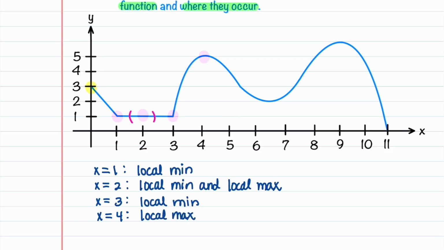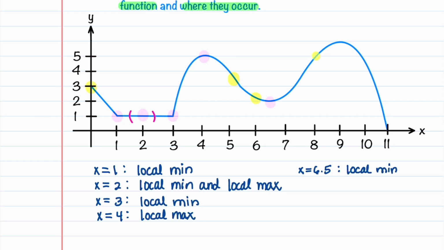Now let's look when x is equal to 5. That point is neither a local or an absolute max or min, so we won't write anything down for that point. We can say the same thing when x is 6. That is not a max or a min. But if we go a little bit further to where x is 6.5, we have a local min. So let's write down here x is 6.5. We have a local min.